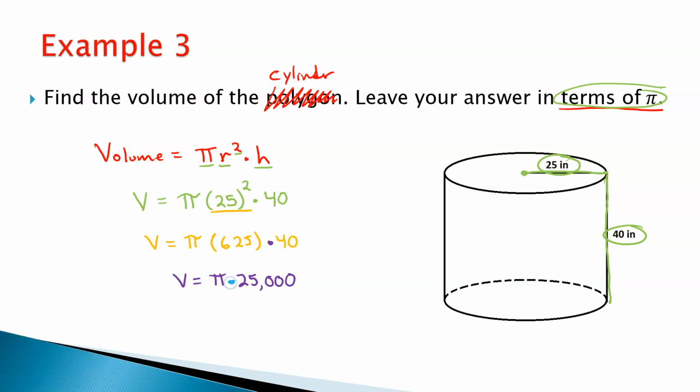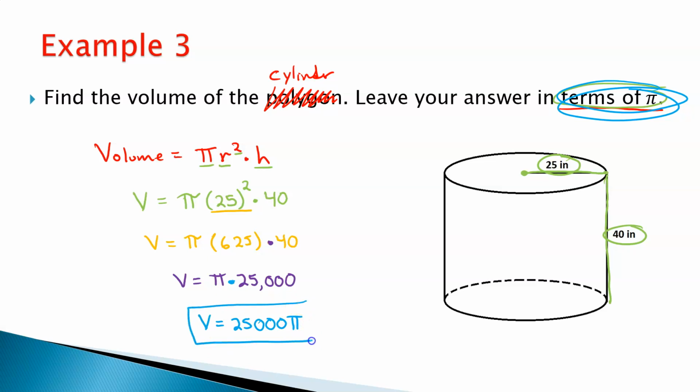Of course, because they wanted us to leave our answer in terms of pi, I'm just going to rewrite this. Imagine pi was like an x. Volume here is going to be 25,000, and then we just put pi at the very end. That is our answer right there. Volume is equal to 25,000 times pi. If they wanted us to give the decimal, we would just multiply 25,000 times 3.14.